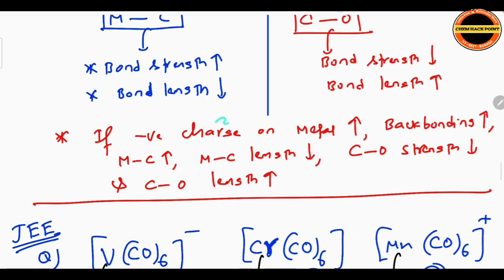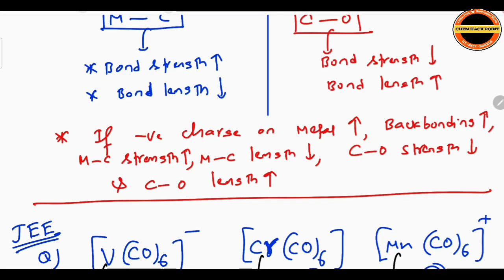One more important point: if negative charge on the metal increases, back bonding increases. Why? If the metal has a negative charge, it immediately forms back bonding to reduce electron density. So when back bonding increases, metal-carbon strength increases, metal-carbon length decreases, CO strength decreases, and CO length increases.